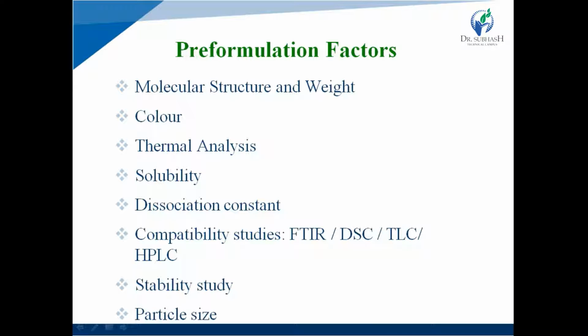Pre-formulation study has various types. First one, or pre-formulation factors, is molecular structure and weight. The first and most important step in pre-formulation is to determine the molecular structure and weight of the material. The next one is color. Appearance of color change is indicative of physicochemical instability which may decrease the shelf life of the product.